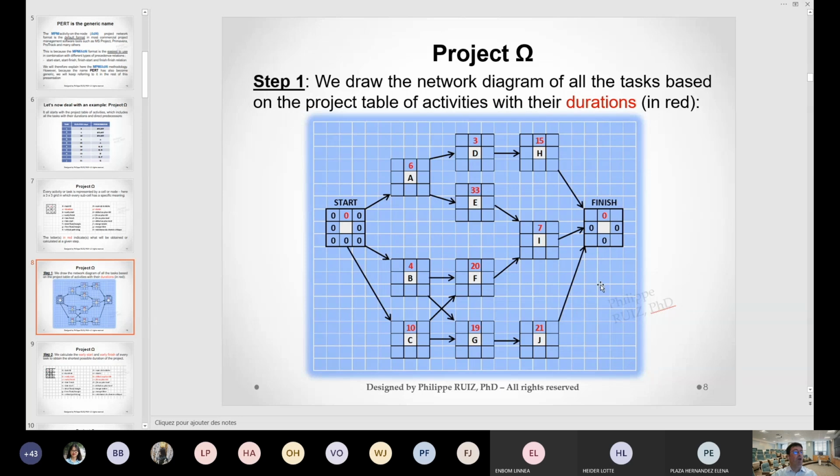Finished. Okay, so you're going to tell me, yeah, it's nice. We have a network. We understand. But what's the purpose of this network? Why do we need to put together this network? Well, the very first reason we need to do that is to calculate the whole duration of the project. Okay, so how do we compute the duration of the whole project with a network like this? Well, that's going to be the second part of this presentation.